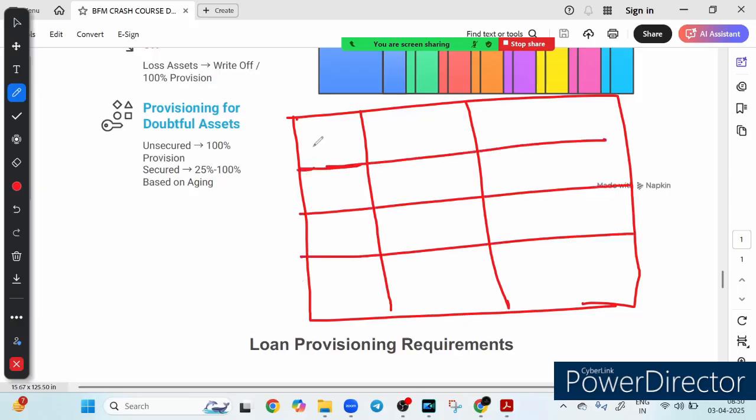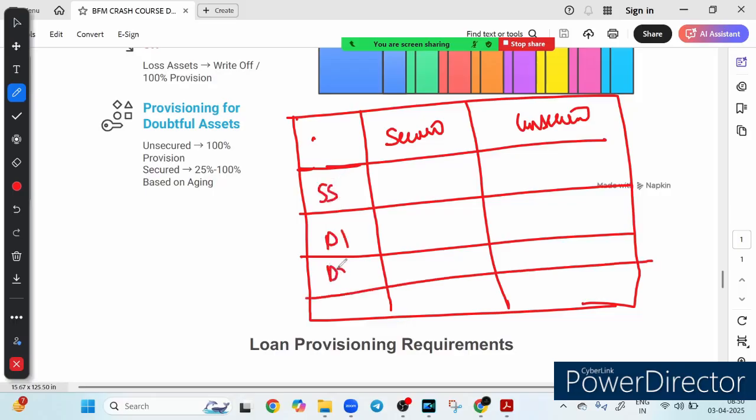So this is the account category. Here we have secured, here we have unsecured. Now this is SS, substandard. This is D1, this is D2, this is D3. Now you have to remember the provisioning. Just write here 100, 100, 100, 100. Then 15, 25. Put this 25 here. Just add these two and you will get 40. And this is the normal provisioning.